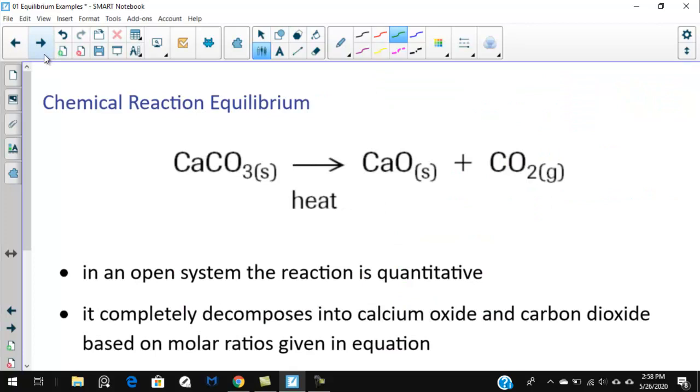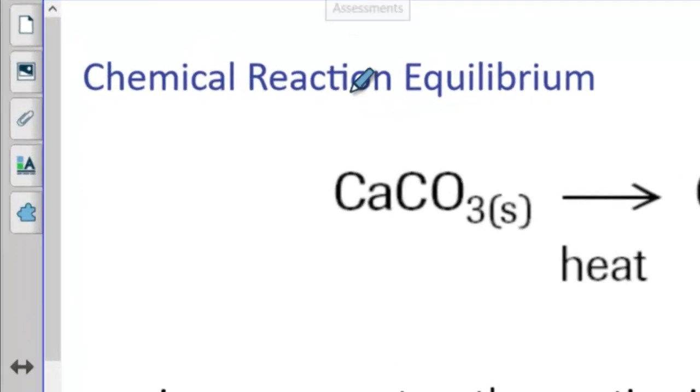Another thing to remember about chemical equilibriums is they have to occur in a closed system. Okay? Now, I know I just talked about the ocean. The ocean might not look like a closed system, but just wait a minute and I think I can show you that the ocean and the atmosphere is a closed system.